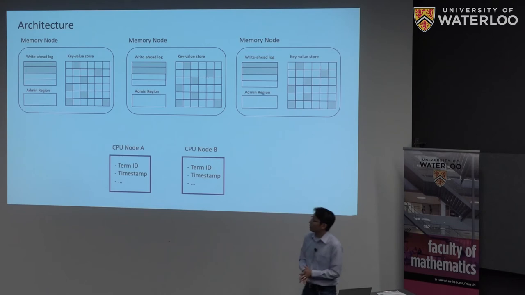All right, so here's the basic architecture of our system, SIF. In this example, we have three memory nodes and two CPU nodes. The memory of the memory nodes is divided into three parts: a write-ahead log, a key-value storage system, and an administrative region. The CPU nodes only store soft state, things like the term ID and the timestamp of the last heartbeat that it received.